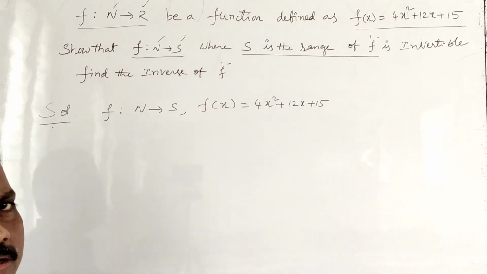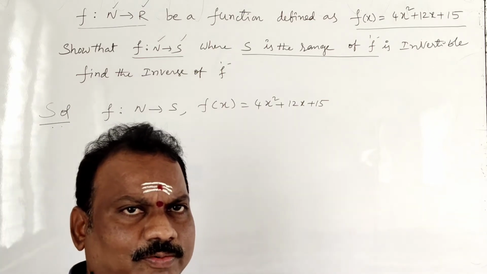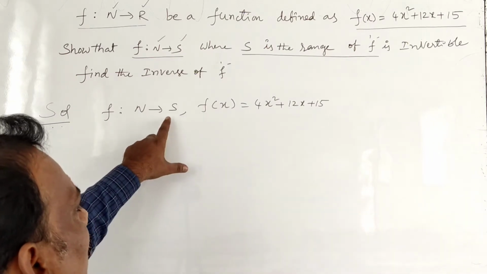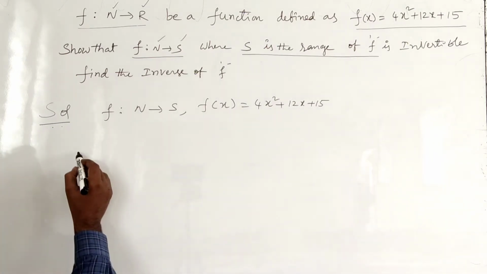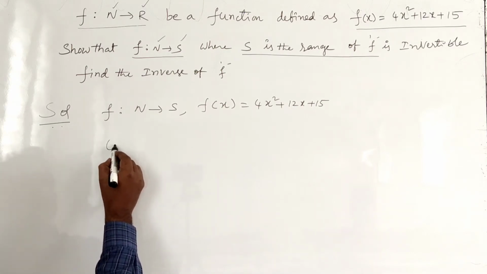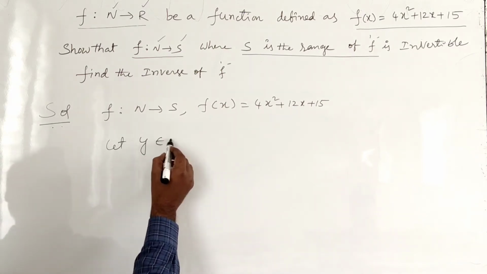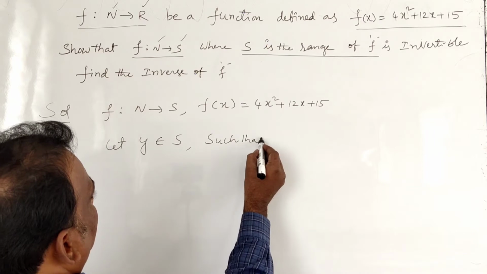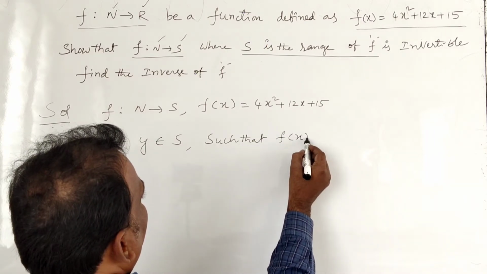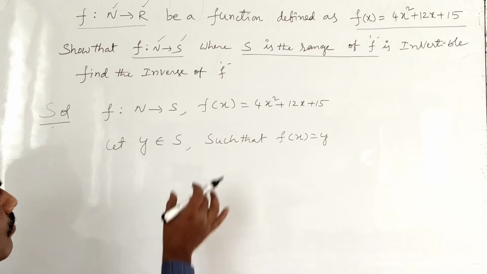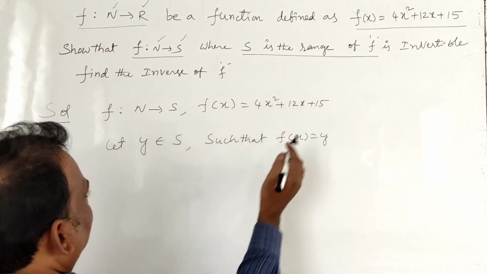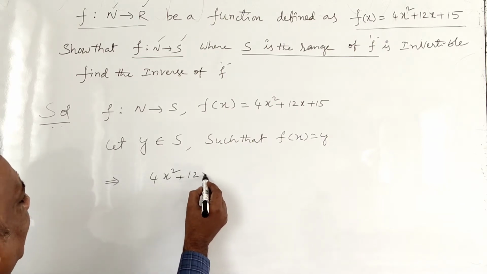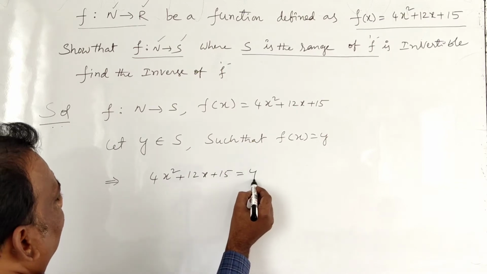Now I told you to remember 4 steps. First step, what we have to do? We have to take one element in codomain. What is the codomain here? Yes. So let y be an element belonging to S such that f of x is equal to y. Now instead of f of x, place the f of x value: 4x square plus 12x plus 15 is equal to y.